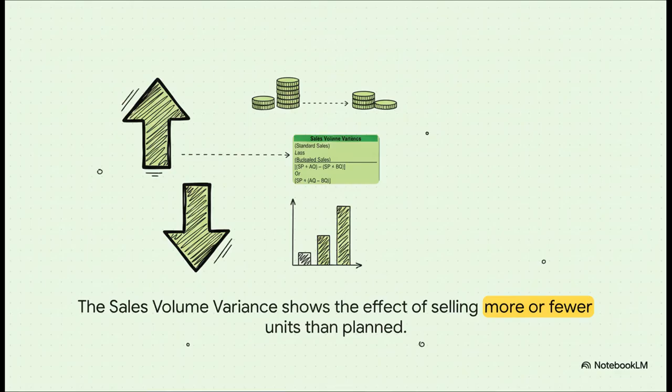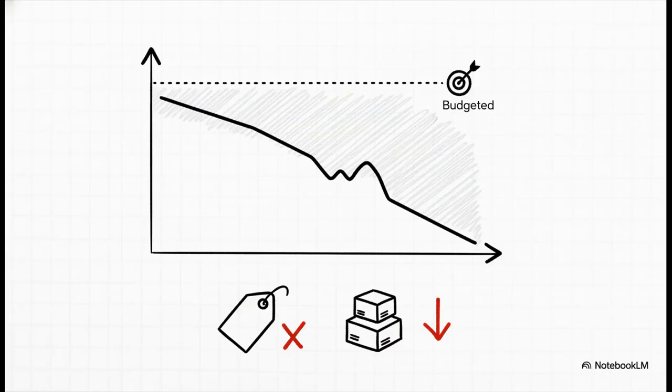Now for the other side of the coin, volume. The sales volume variance formula flips the script. Here, we take the standard price, the one from our budget, and multiply it by the difference between how many units we actually sold and how many we planned to sell. By holding the price steady at the standard level, we isolate the pure financial hit or gain from selling more or fewer units. And for Gadget Go, well, here's where the plot thickens.